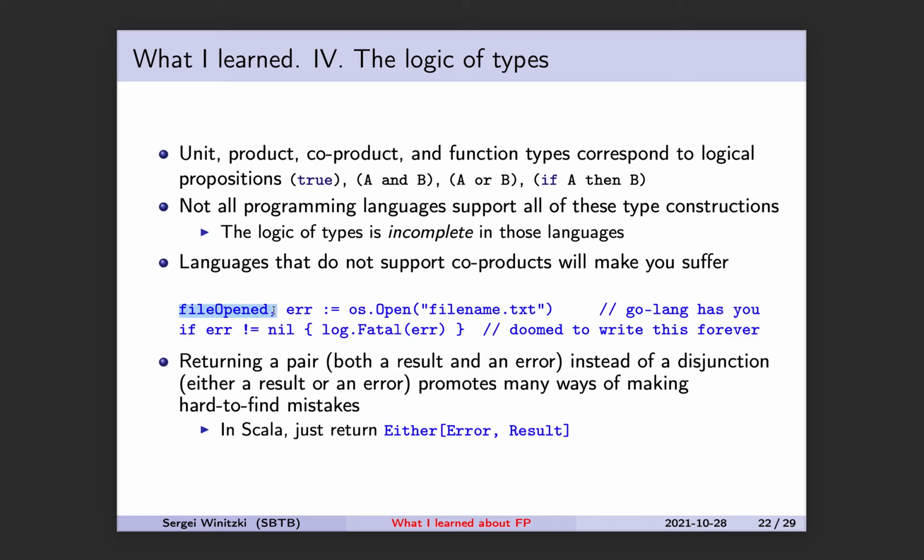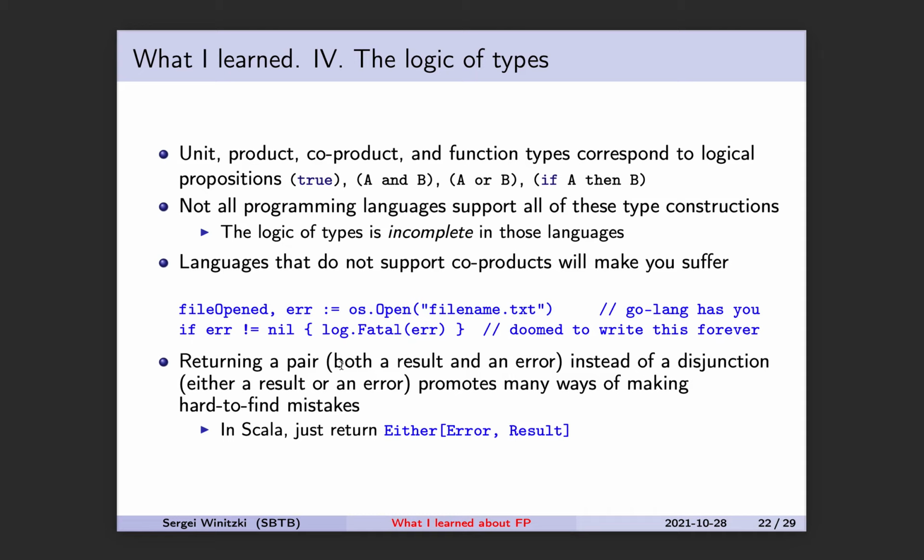Here's what you have to write in Golang. That's code that programmers learn to write in Golang. They're told to write code like this. And you're doomed to write this because there's no other way in Golang to make it work. Essentially, you're performing an operation that can fail, and you return a pair of result and error, instead of returning a disjunction, which is either a result or an error.